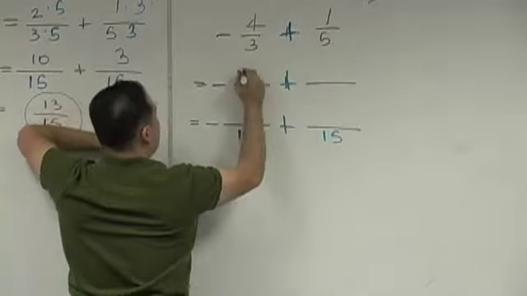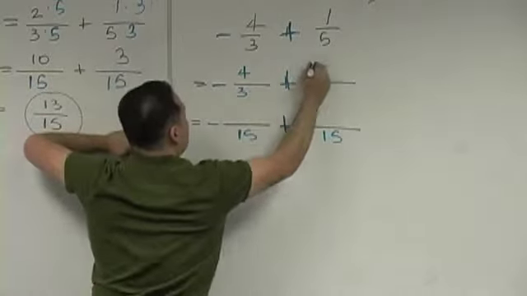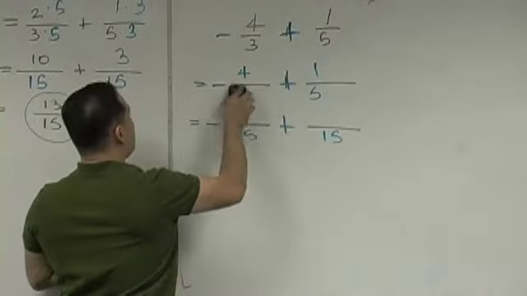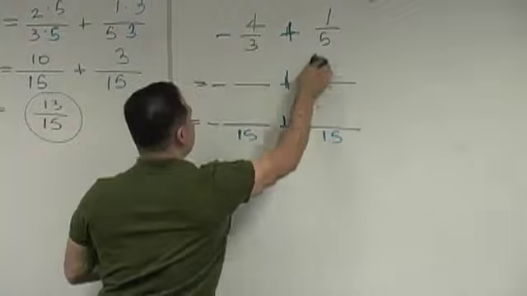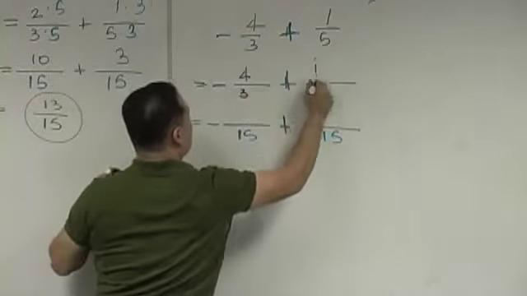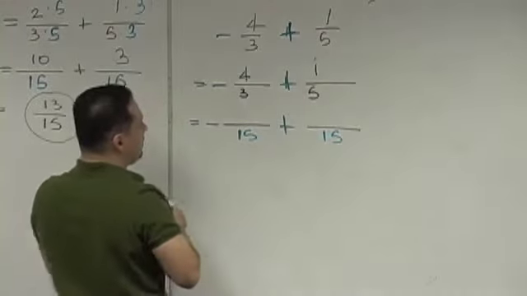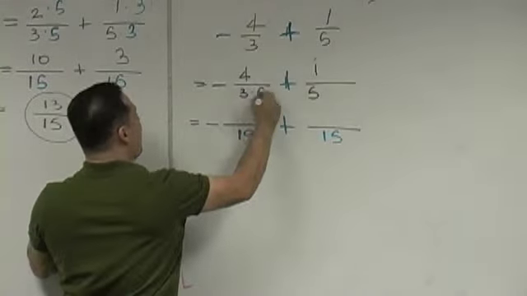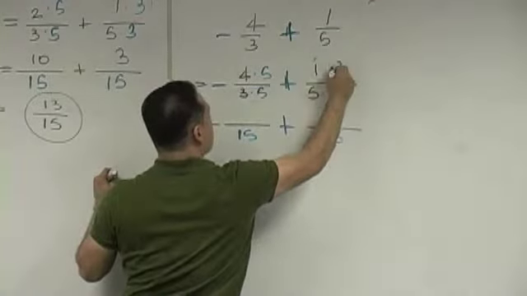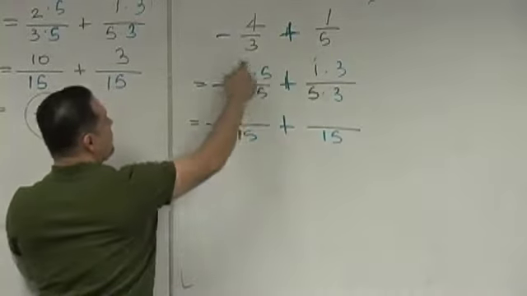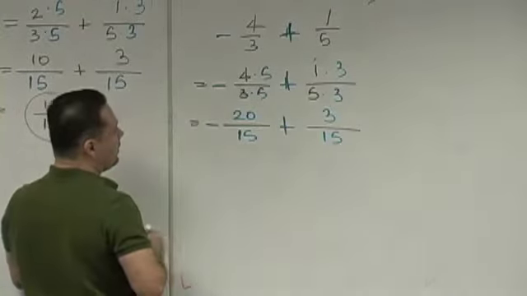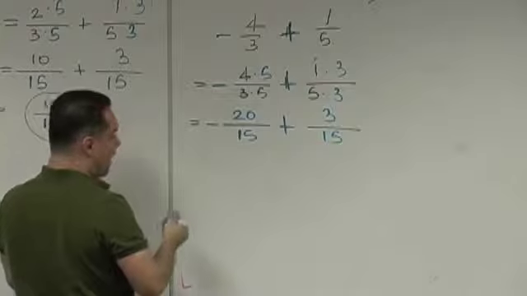Okay? Again, 4/3, 1/5. If you wanted, I could draw it in black to be consistent. 4/3, 1/5. Now, 3 times 5 is 15. Okay. 5 times 3 is what? 15. What's 4 times 5? 1 times 3. These are like fractions.